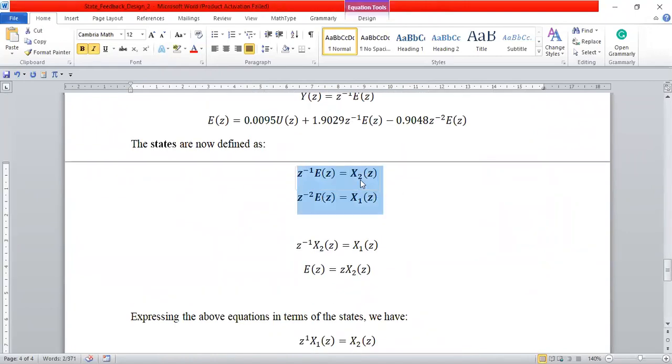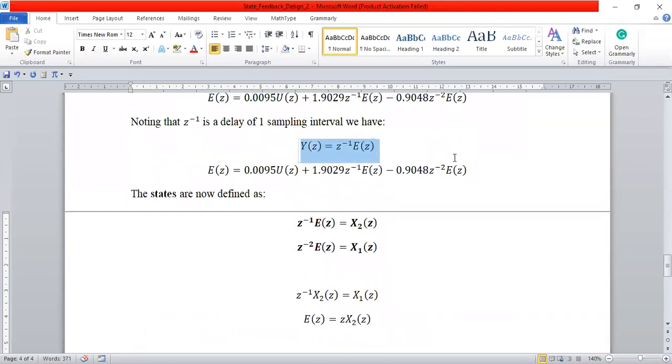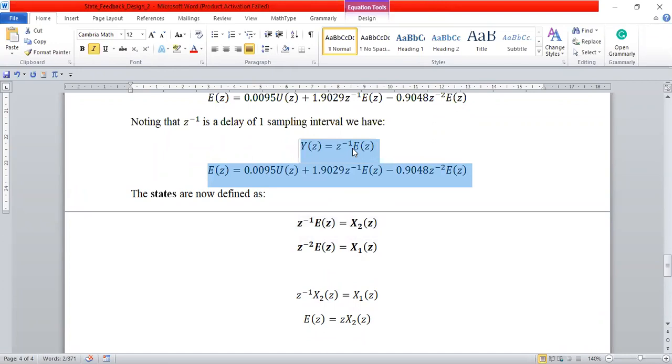The question could change, but in this particular question, x1 of Z is given by Z raised to power minus 2 multiplied by A of Z. Then x2 of Z is given by Z raised to power minus 1 A of Z. So you're going to be given the states of the system. You're not going to formulate it on your own. Given these two states, we want to be able to represent these two equations in terms of x1 of Z and x2 of Z.